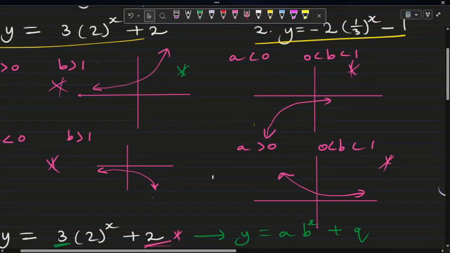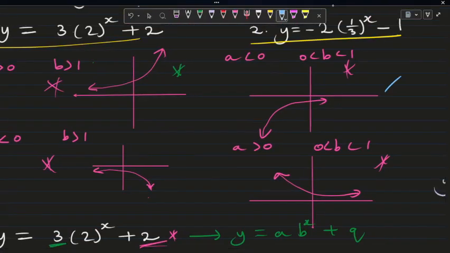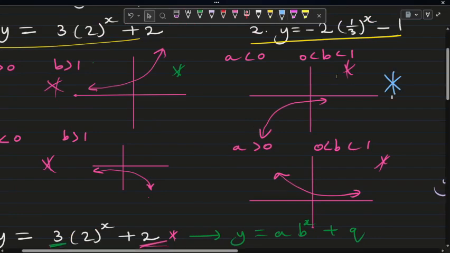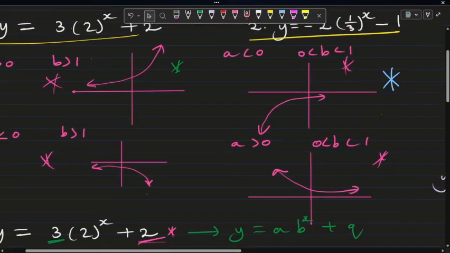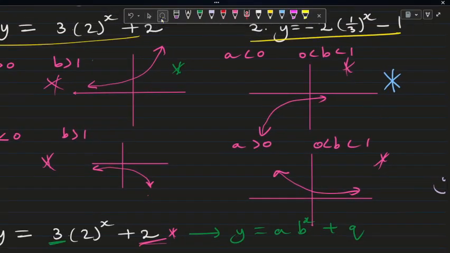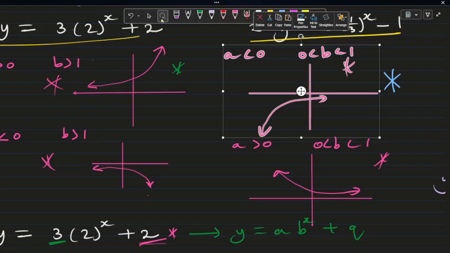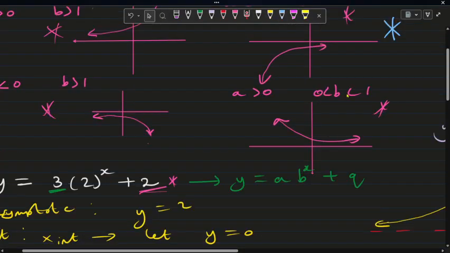Okay, so this, no, not this one. A is negative. Okay, so this is the scenario that we are looking for. This one. Okay, so this is how a graph will look like.